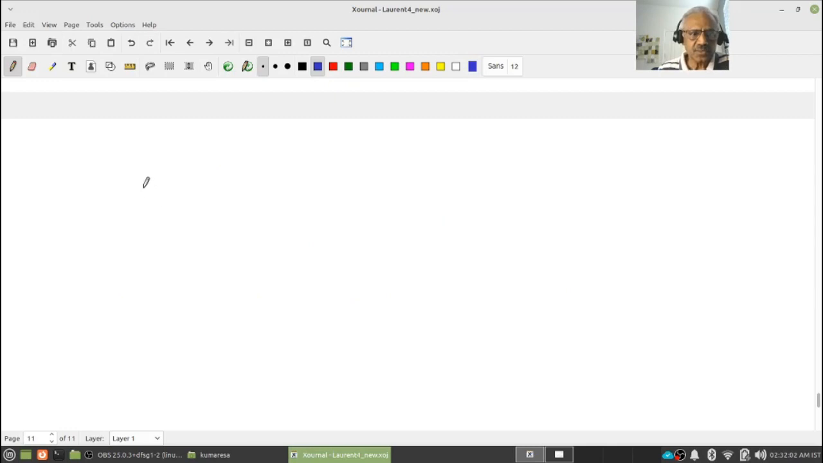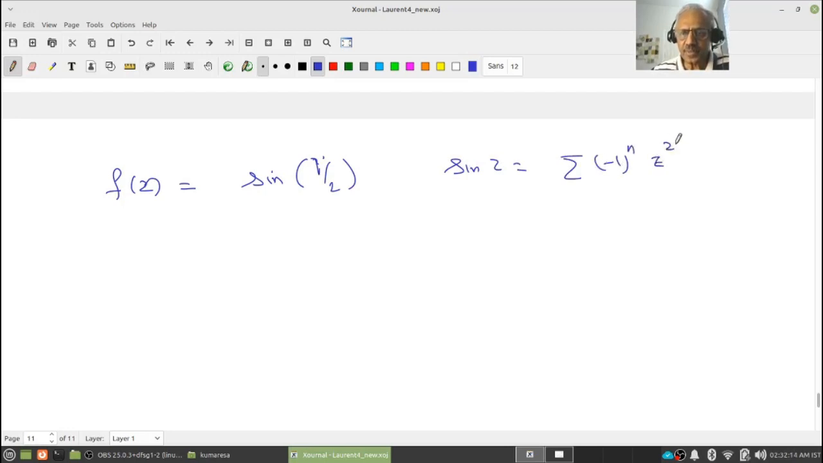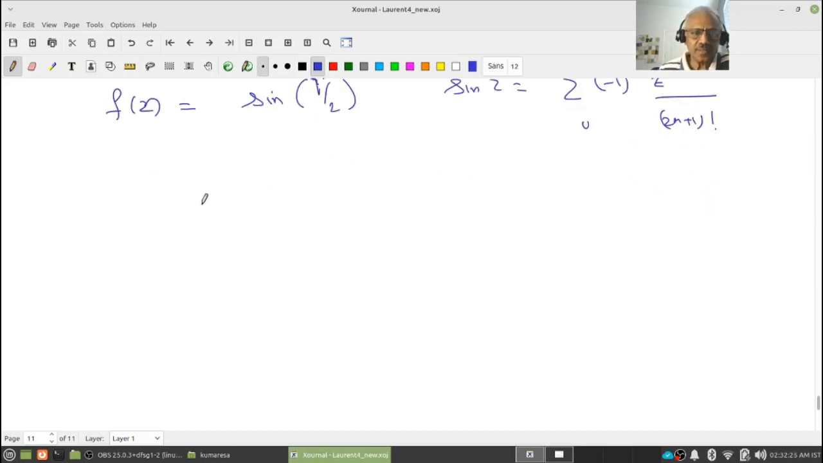Let us look at f of z equal to sine 1 by z. This is also another standard example. Remember sine z is, if I remember right, the sum of minus 1 to the power n, z to the power 2n plus 1 by 2n plus 1 factorial, n equal to 0 to infinity. Therefore what do I do for the Laurent series? As I said, simply manipulation. In place of z you write 1 by z.